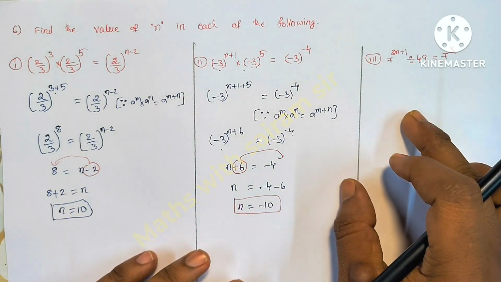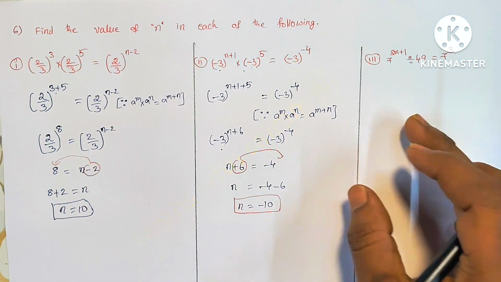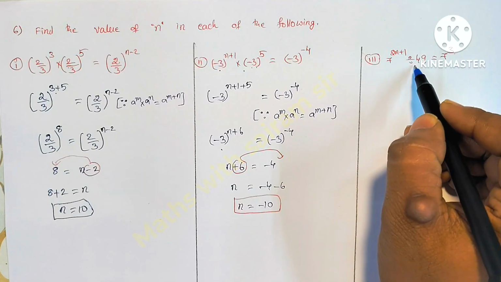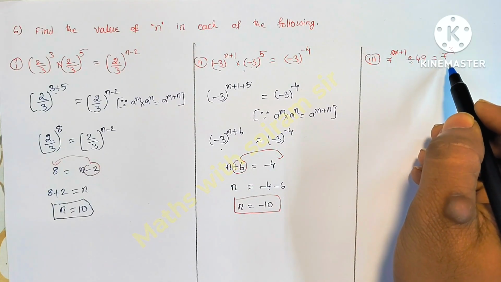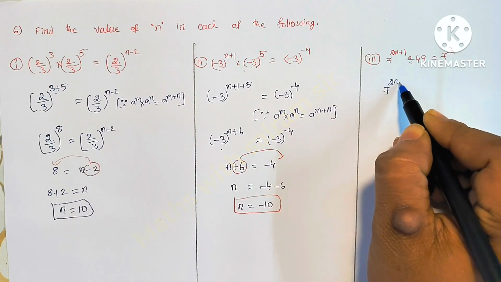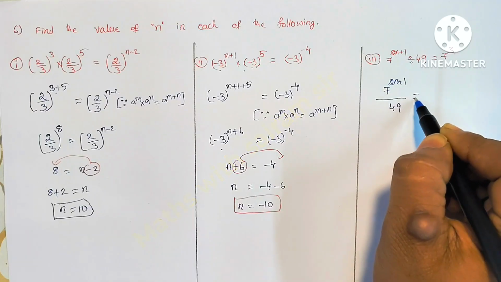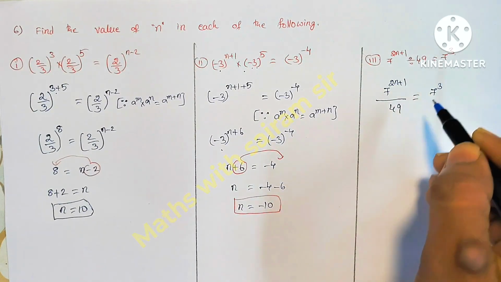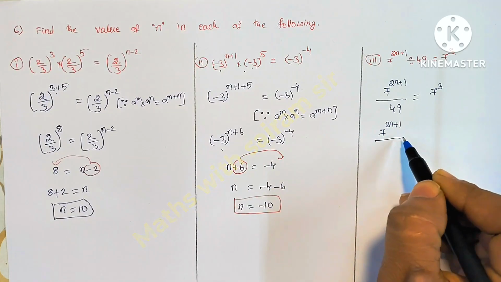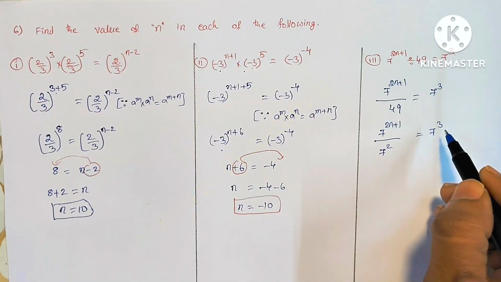And let us see the third problem, the last problem in this bit. If you observe this, 7^(2n+1) divided by 49 gives you 7^3. So this can be written as 7^(2n+1)/49 = 7^3. I am writing this as 7^(2n+1)/7^2, since 49 can be written as 7 square, equals 7 cube.